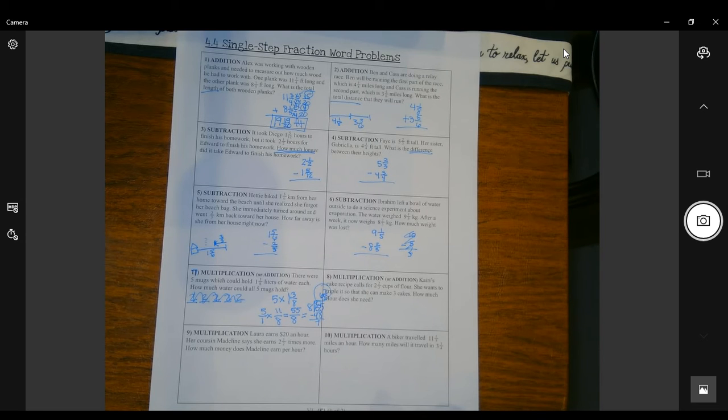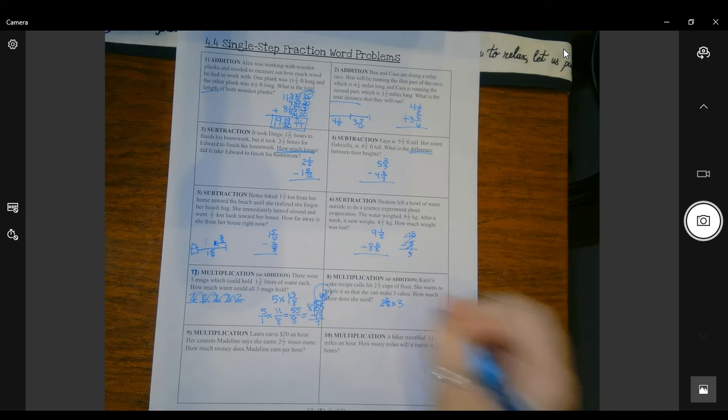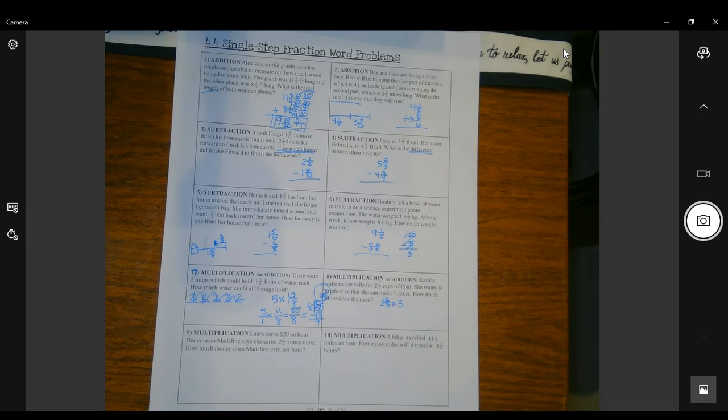Okay, for number 8, it says Carrie's cake recipe calls for 2 2/3 cups of flour. She wants to triple it, so she can make 3 cakes. How much flour does she need? What do you think you should do? Well, when they use the word triple, that means that you want to do it 3 times that amount. So if one recipe calls for this much and you want to triple the recipe, you're going to multiply it by 3. Okay, do the same steps we did here.